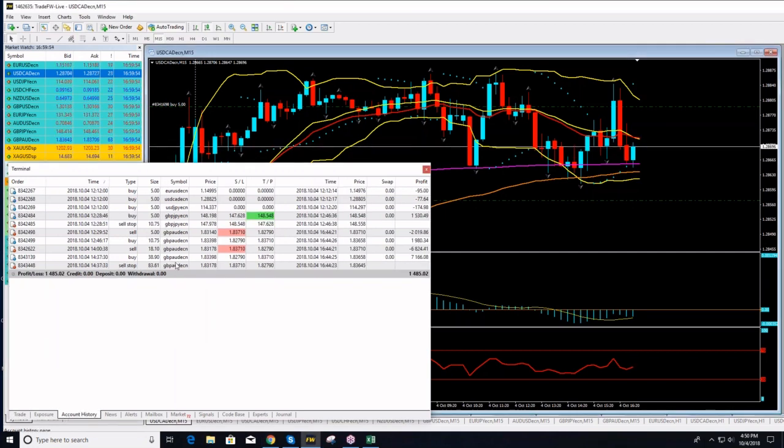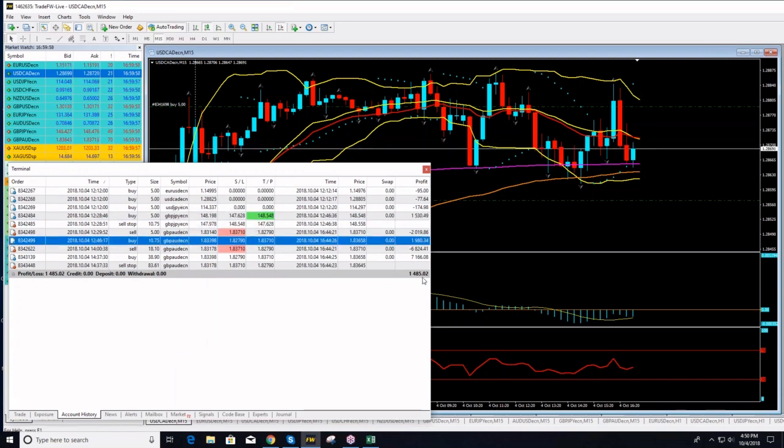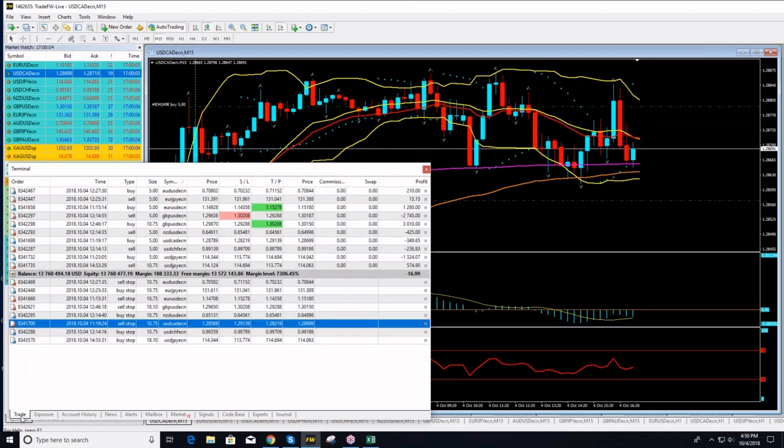Currently, we have closed two pairs. We have closed pound yen and pound Aussie positions, realizing only $1,485. A very poor day, in inverted commas, for us here. Let's see if we will manage to increase that amount at the last minute, like we did yesterday.